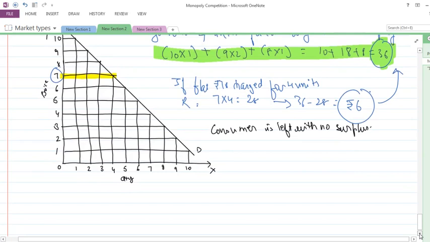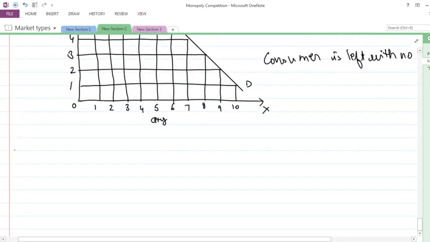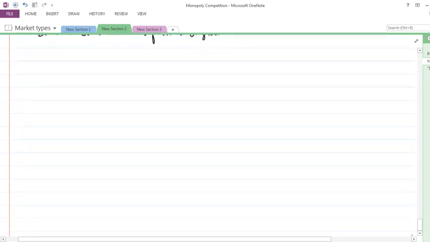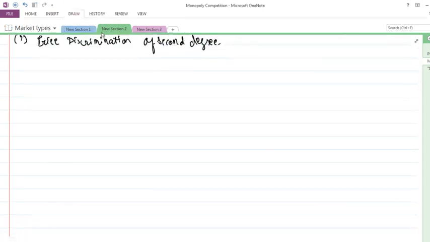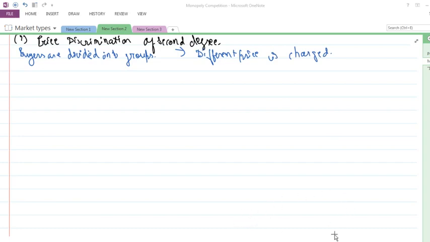Now we will be seeing the next price discrimination, that is price discrimination of second degree. So this is the second one, price discrimination of second degree. Now, when price discrimination of second degree is undertaken, the buyers would be divided into groups. For this purpose, buyers are divided into groups, and from each of these groups, a different price would be charged. Different price is charged from each of the groups. So here we can see this with the help of a figure, which I am not going to show to you people now.